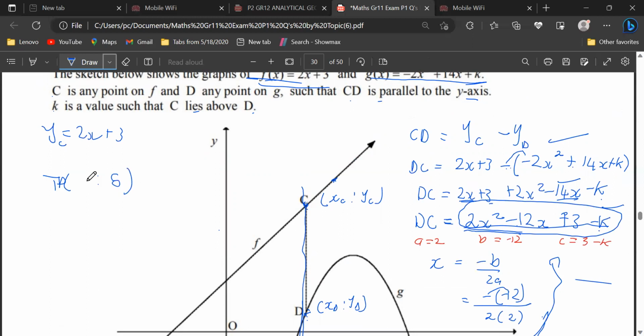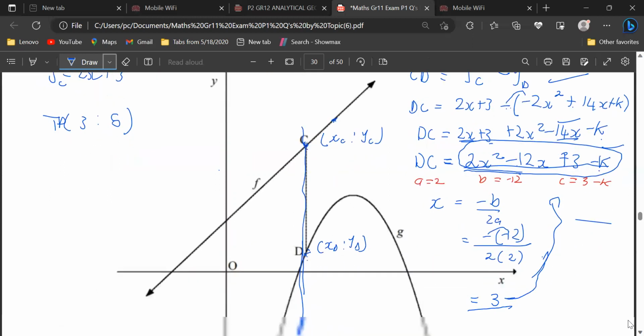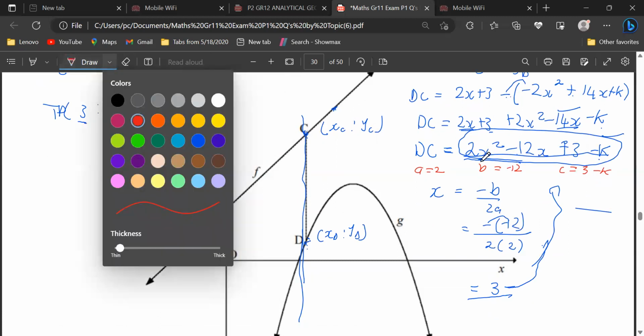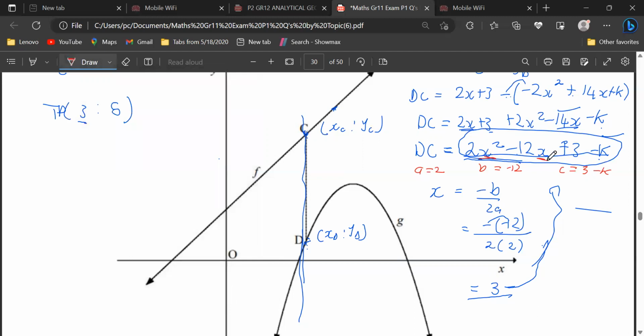What we did now was to get x. What is x? It's 3. Now, what do they want? They want us to give them K. How are we going to give them K then? Everywhere we see x, we are going to put 3. We put 3 here, we put 3 here, we put 3 here. And DC, they told us what DC is.